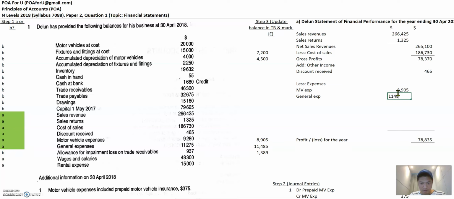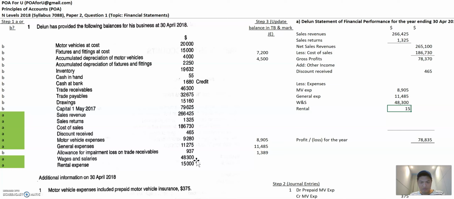It's 11485. Good. Then the next ones are wages and salaries, and rental. I'm going to just transfer these two together. Wages and salaries, rental, and wages and salaries is the whole amount, 48,300.